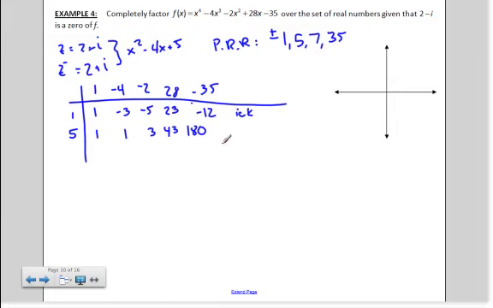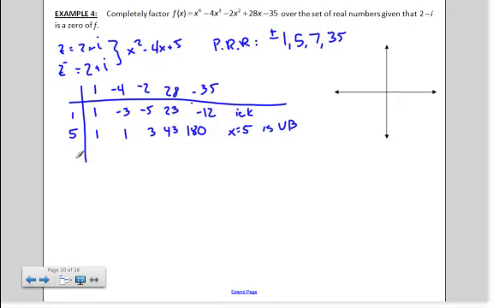Well, they're all positive. And what number did we substitute in? 5, a positive number. So when we substitute in a positive number and the row is positive, do you remember from last semester what that's called? x equals 5 is an upper bound. What does that mean? That means that no other roots are bigger than that. So we're not even going to waste any time trying positive 7 or positive 35.